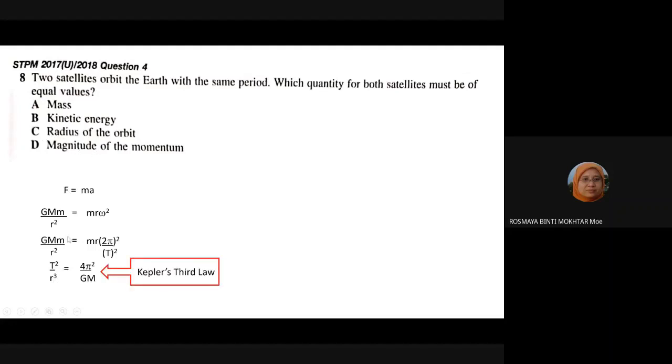It is the same method, they just use a different question. So the answer is C. T and r must be the same: to have the same period, r also must be the same value. Any question for question 8? Okay, clear. So we go to question 9.